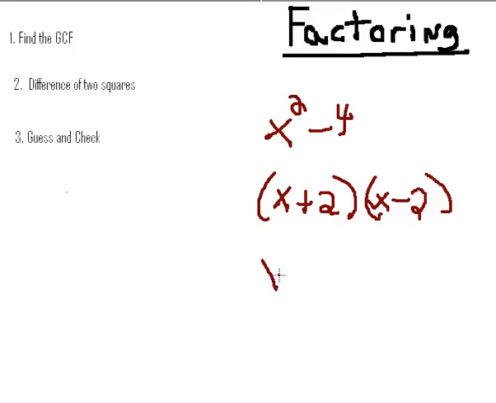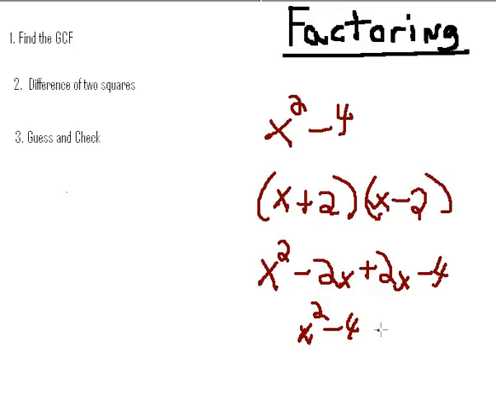X times x is x squared. X times negative 2, that's negative 2x. 2 times x, that's 2x. 2 times negative 2, that's negative 4. They cancel. I'm left with x squared minus 4. Notice the middle terms cancel. And every time I have a binomial where you can write this as something squared and this as something squared, your factors will look something like this. This is the pattern. Okay?